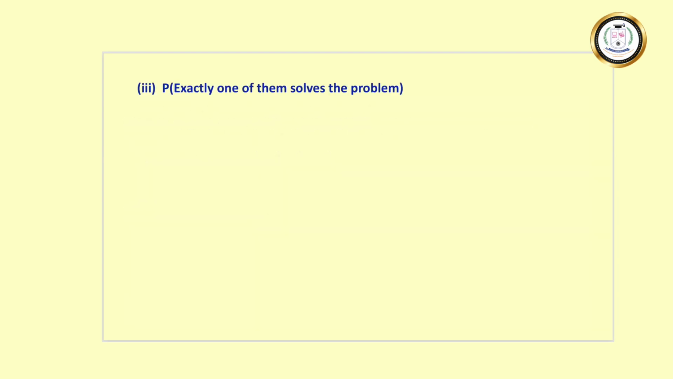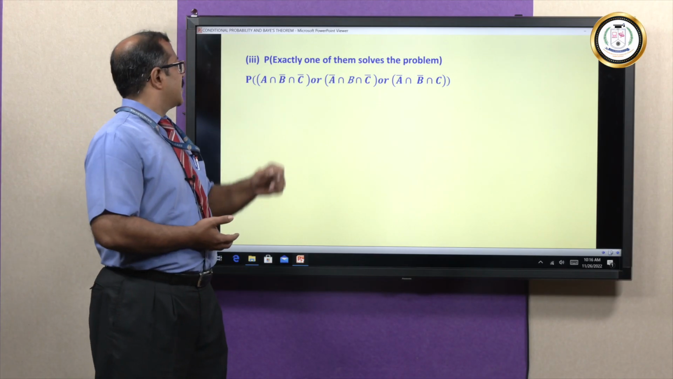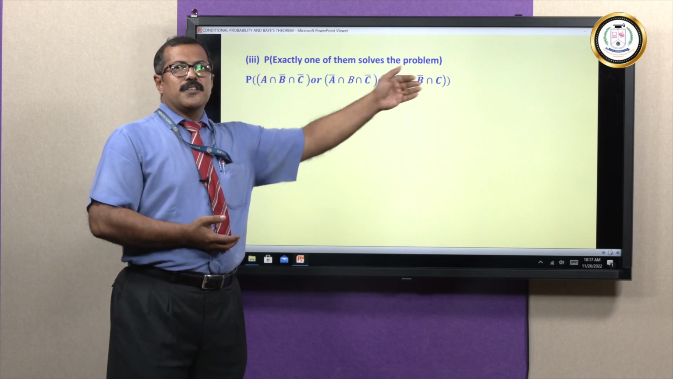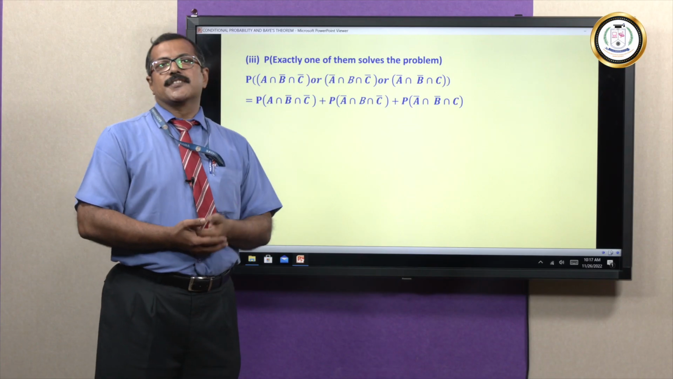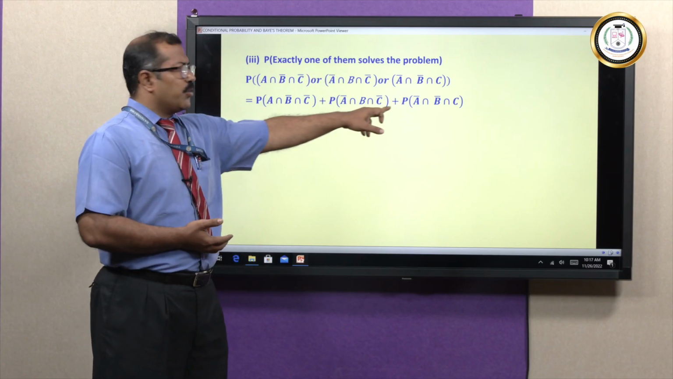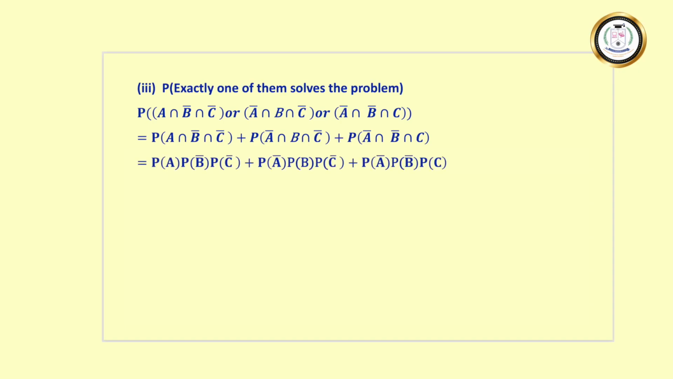Third part, exactly one of them solves the problem. We can write it as A intersection B bar intersection C bar, and so on up to the third one, and this is equal to the sum of each of these probabilities as they are mutually exclusive. And these individual probabilities can be calculated in the same way as the previous ones.